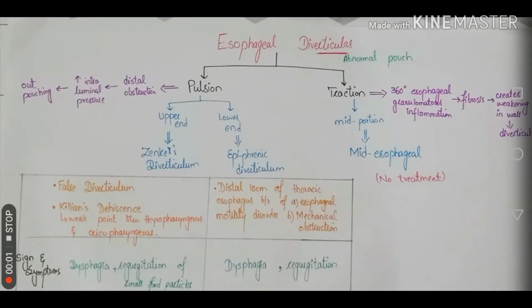Let us talk about esophageal diverticulas. Diverticula is any abnormal pouch. Esophageal diverticulas develop by two different mechanisms. Number one, the Pulsion type. Number two, the traction type.